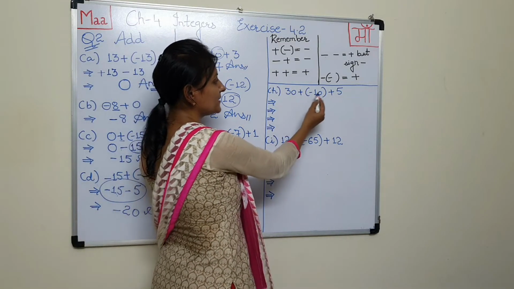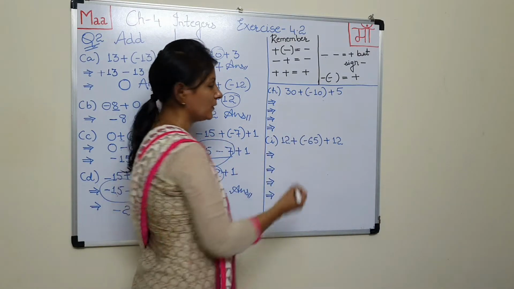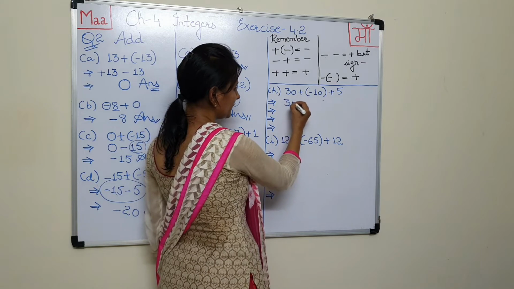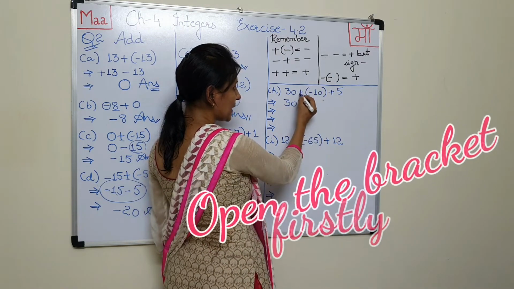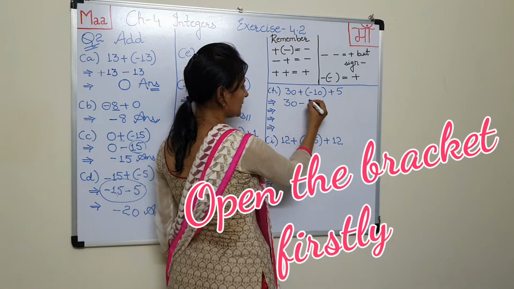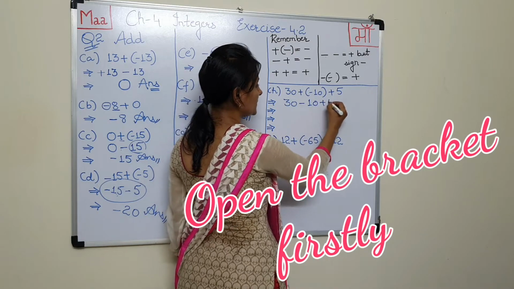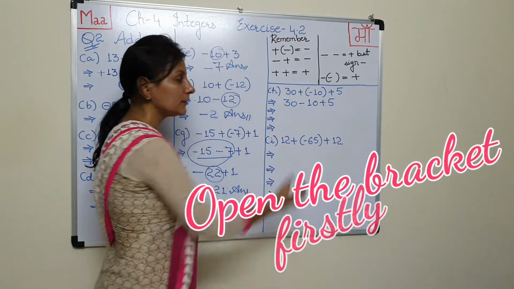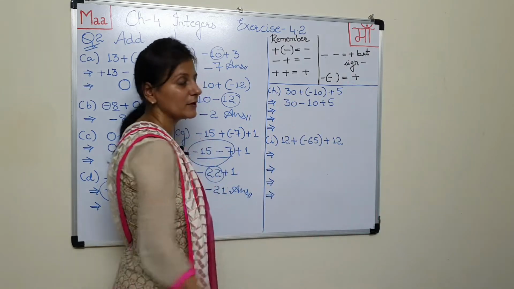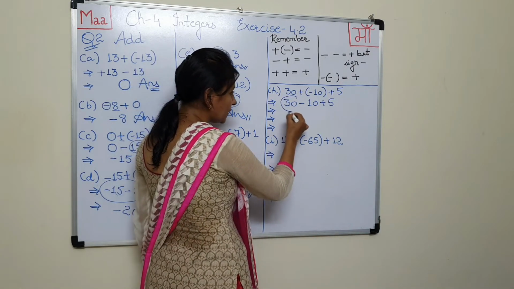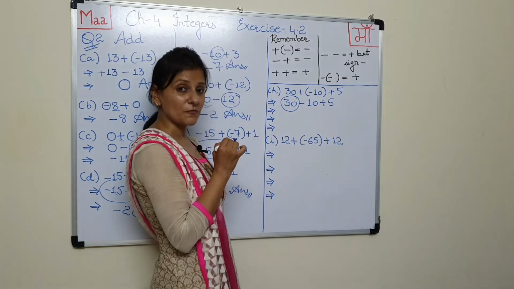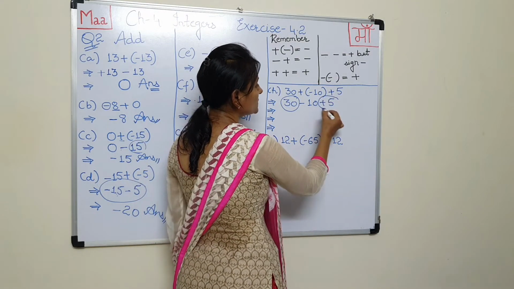It is 30 plus minus 10 plus 5. So now first of all you will write 30. Open this bracket, plus outside minus inside. So it will be minus only, minus 10 plus 5. Okay, 30 minus 10 plus 5. Now this 30 is not having any sign. That means it is of plus, and this 5 is also of plus.